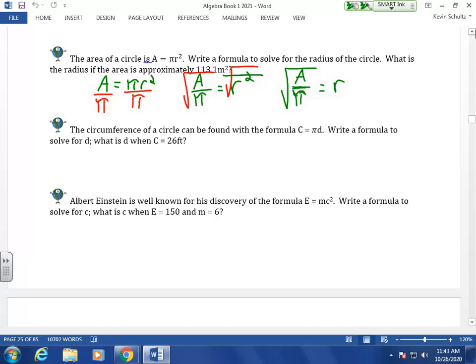I'd like you to try the next two for homework. I believe in you. I think you can do it. The first one is dealing with the circumference of a circle. The circumference equals pi times d. Write a formula to solve for the diameter. And then Albert Einstein is well known for his discovery of the formula E equals mc squared. Write a formula to solve for c. And then you have a question to answer in each of them.